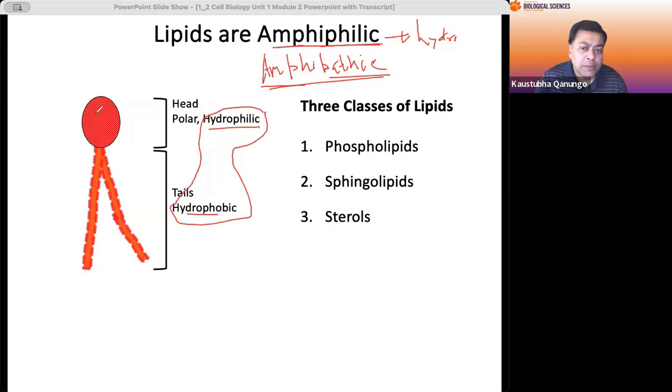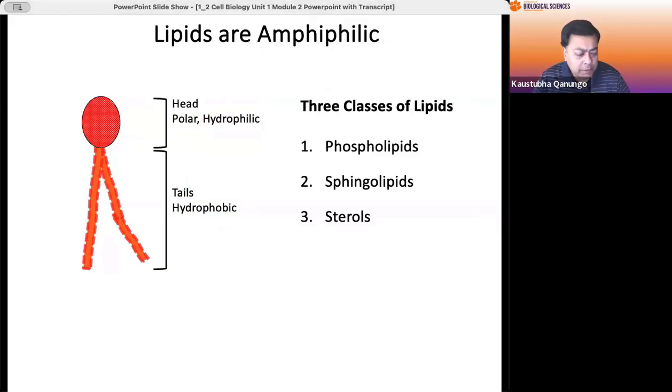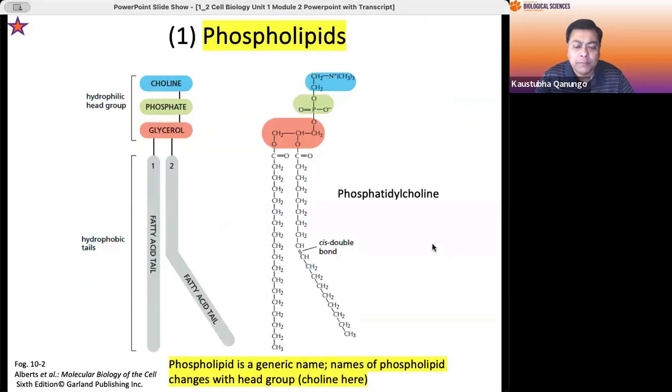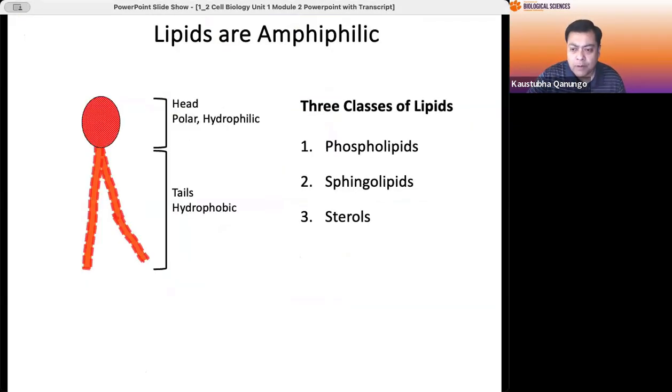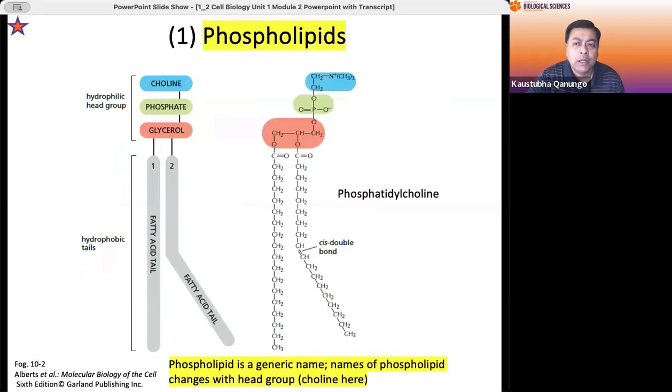So here, what you're seeing, there's a head group. This is polar, which means that it contains charges and it can form hydrogen bonds. And these are the fatty acid tails. And 3 classes of lipids: phospholipids, sphingolipids, and the sterols. Know those, very straightforward. So let's move on to some of the important part. So here we are looking at the 3 different classes: phospholipids, sphingolipids, and the sterols. We are looking at the first one, which is the phospholipid.